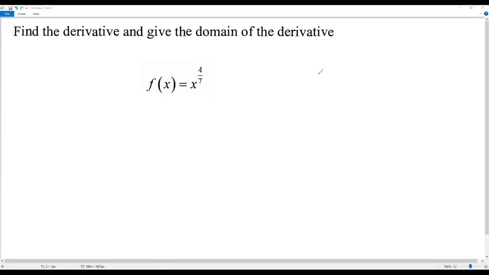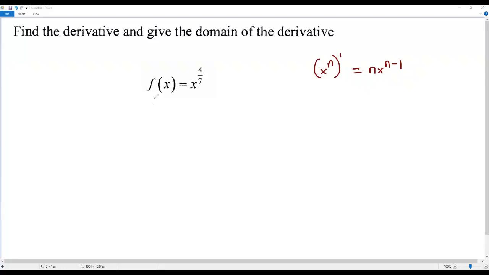Whenever I want to find the derivative of something in the form of x to the nth power, what I need to do is bring the exponent in front of the variable and subtract 1 from the exponent. This is the power law of derivative. Now let me apply this in our problem.